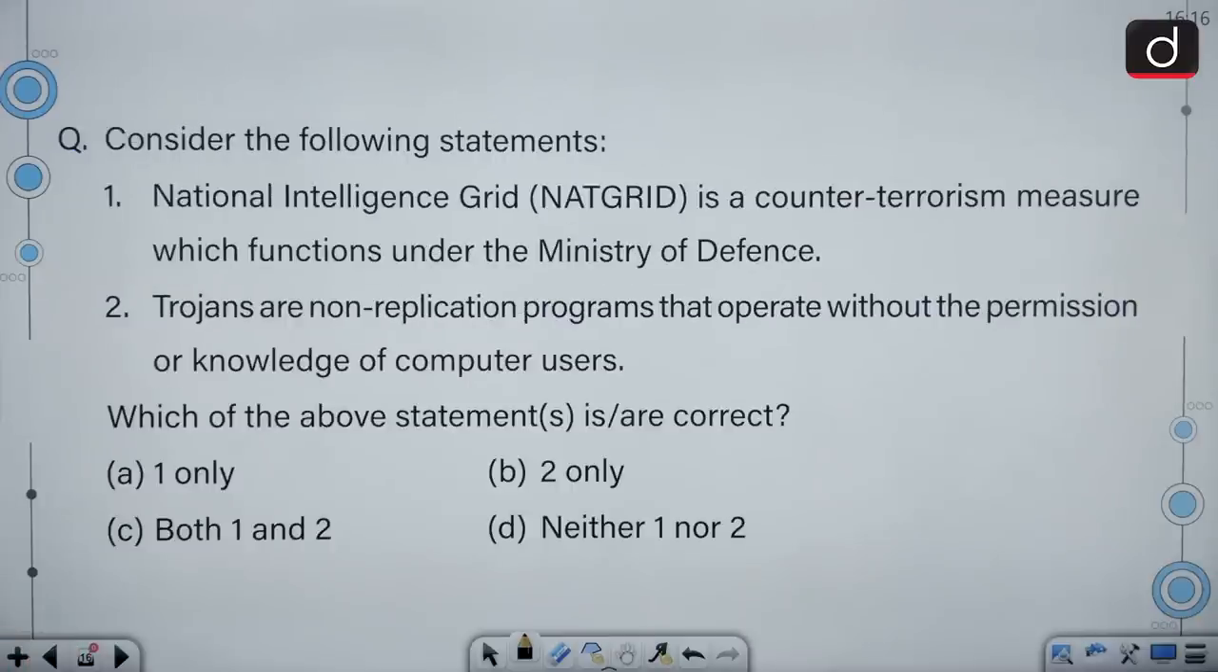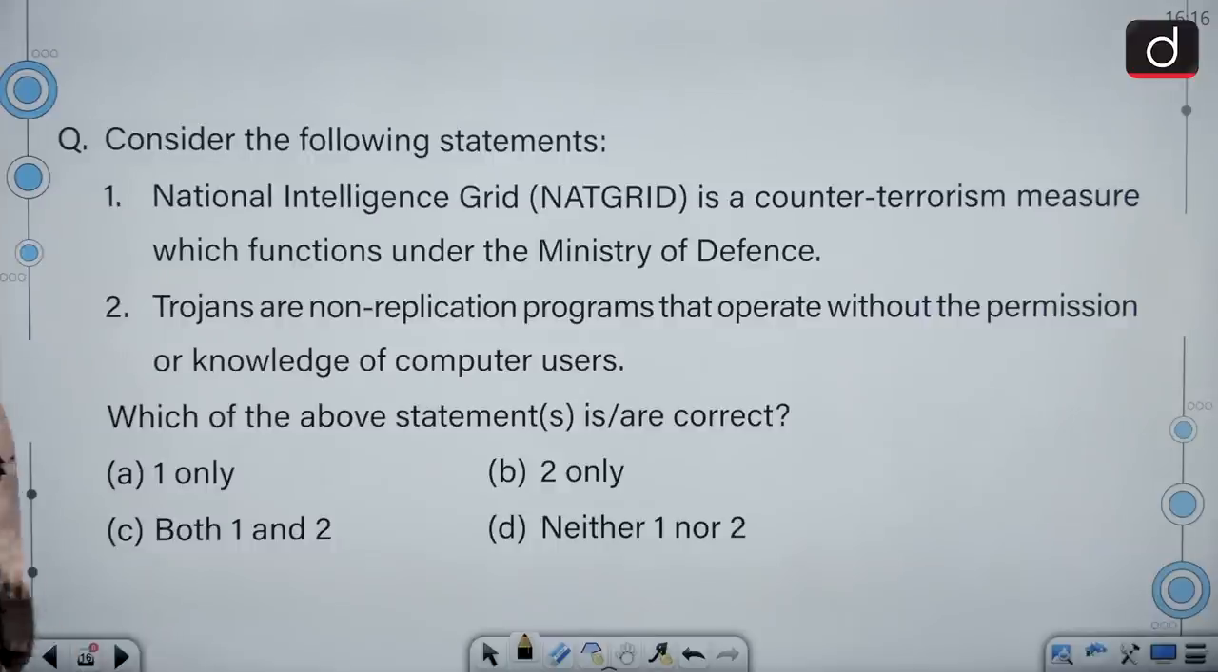Moving on to the next question. Consider the following statements. National Intelligence Grid is a counter-terrorism measure which functions under the Ministry of Defense. Trojans are non-replication programs that operate without the permission or knowledge of computer users. We have to select the correct statement.